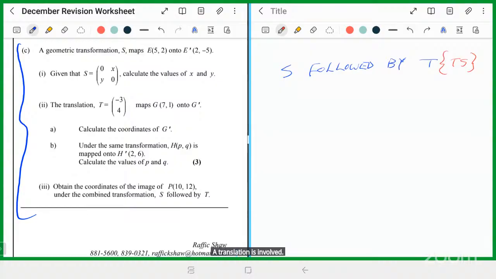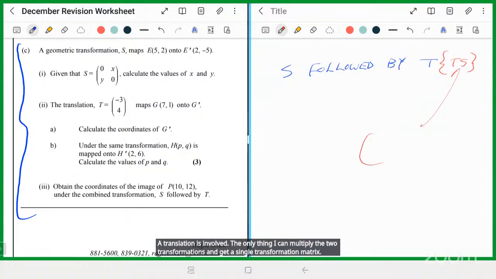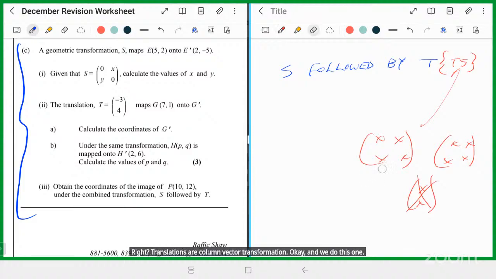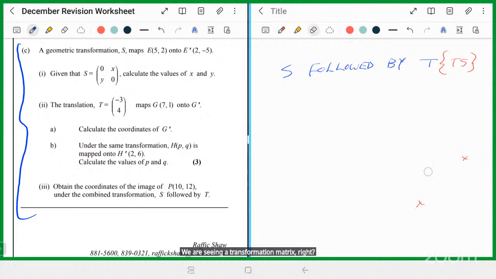The only time you can multiply the two transformations and get a single transformation matrix is when the two matrices are 2 by 2 transformations. Translation is a column vector transformation, so you can't get a single transformation matrix with this one. So we're going to have to do the two steps.